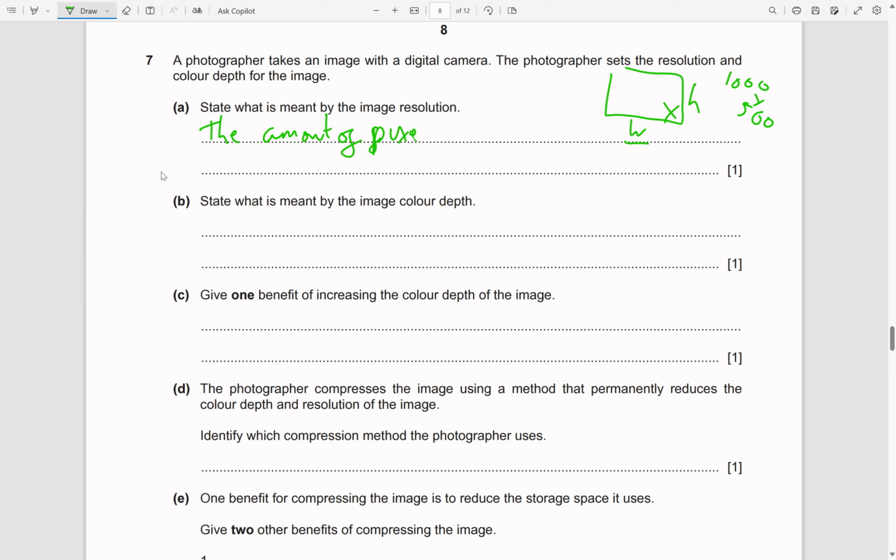Right, the amount of pixels in an image. And you can probably mention the dimensions too. Let's say calculated by the width times height. Or well, let's say W times H, yeah, width times height. Of course, in the exam, write down the full words.